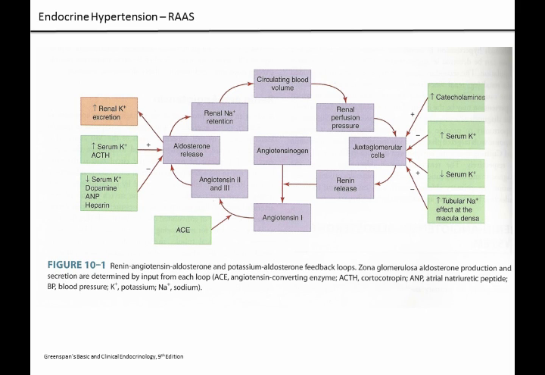The other main stimulus for aldosterone is actually hyperkalemia, which makes sense, right? There's too much serum potassium. You get an upregulation of aldosterone. It retains sodium at the expense of potassium, so you get potassium excretion.